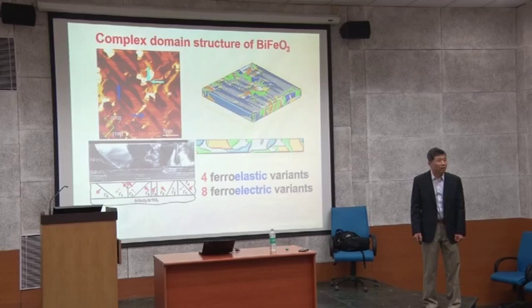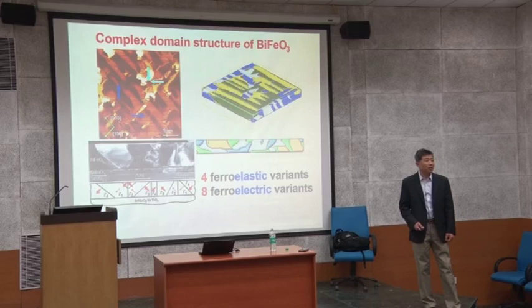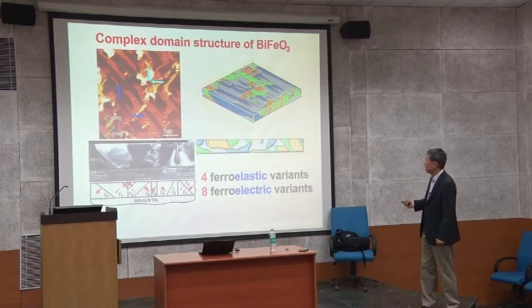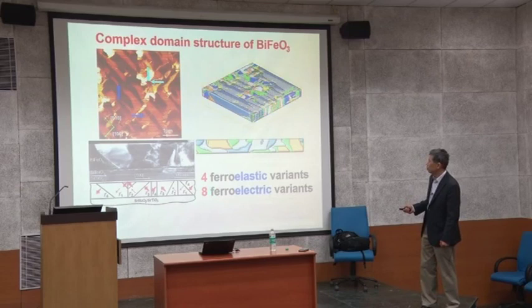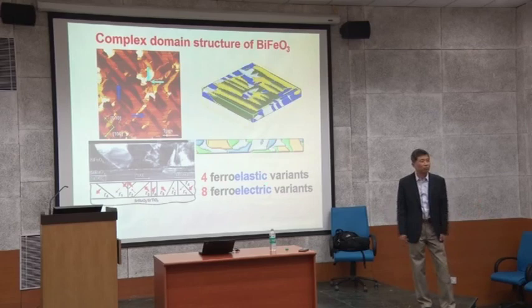And this is the bismuth ferrite, but when you lay down a ferromagnetic layer like a cobalt layer, trying to exchange couple, how do you know what exactly is happening underneath, and coupling all these mechanisms? Very hard. So now, I think four elastic variants, and including two more additional ferroelectric domains, you have a total of four ferroelastic variants, eight ferroelectric variants.